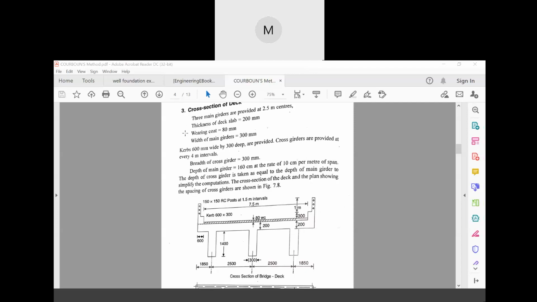Now, if you see, the curbs are 600 mm wide by 300 mm deep, and cross girders are provided at every 4-meter interval. These are the specifications that we studied just now. Breadth of cross girder is 300 mm. And these are certain design parameters.